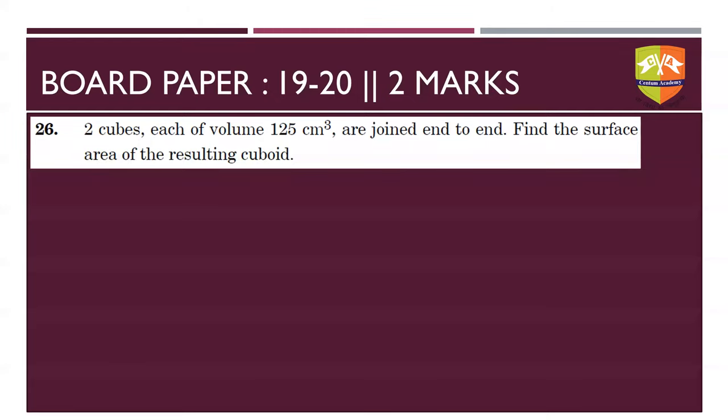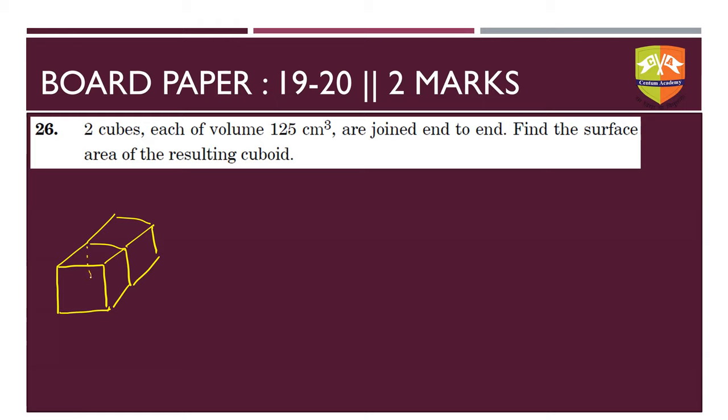Two cubes each of volume 125 are joined end to end. Find the area of the resulting cube. What area? It is surface area. So when they are asking surface area, find out the total surface area. Arjun, we have to find out the volume. It can't be in centimeter cube. Right? So these small errors will take away a lot of marks. So hence, diagram first. A rough diagram is something like this.